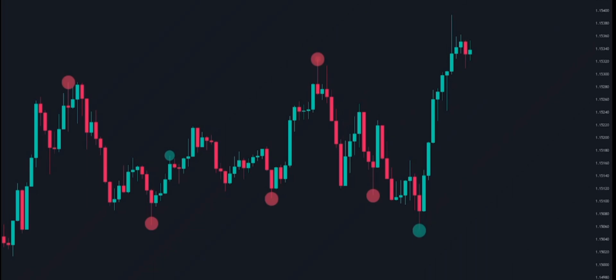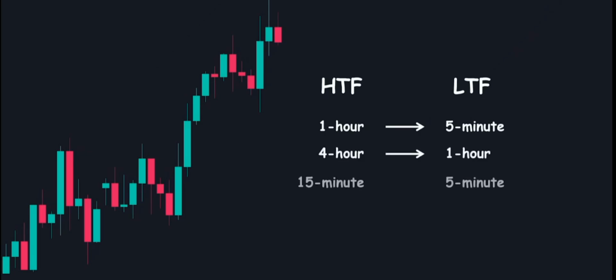Now, let me show you how this trading strategy works on the chart. This trading strategy uses 2 time frames. Our suggested combination is the 1 hour and 5 minute time frames, but you can use other time frames as well. Just remember, your entry time frame should be at least 2 times lower than your analysis time frame.